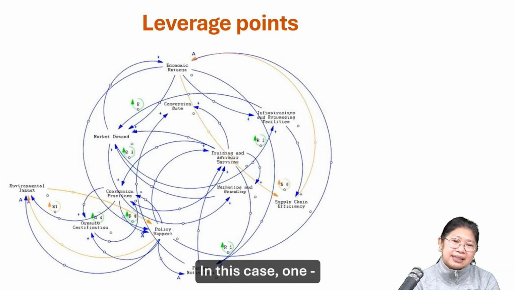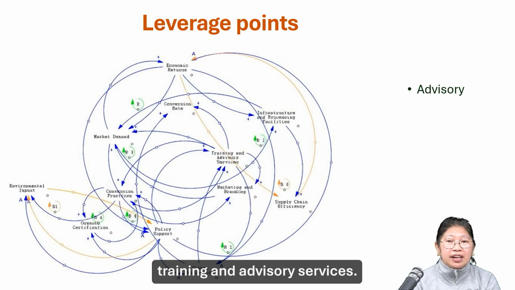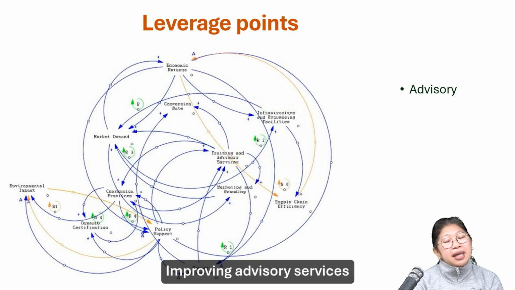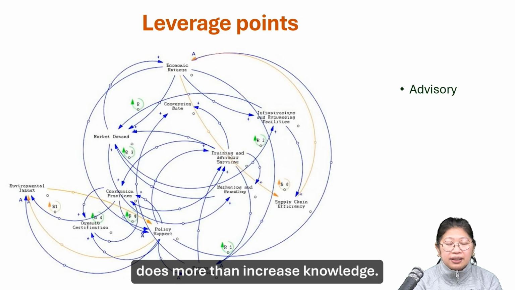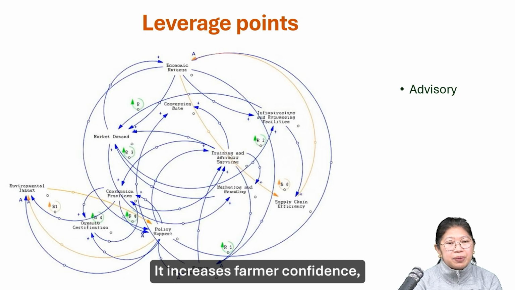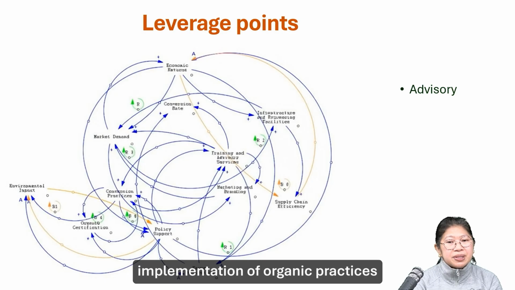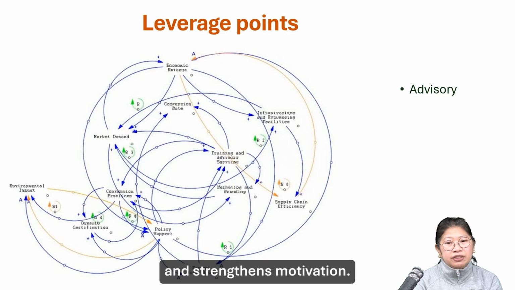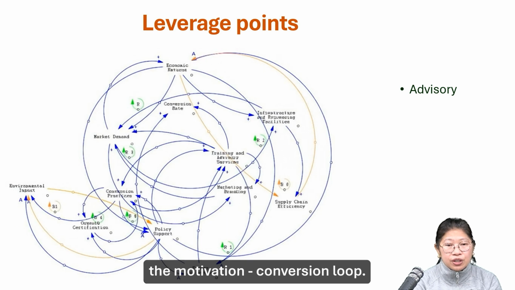In this case, 1. Training and advisory services. Improving advisory services does more than increase knowledge. It increases farmer confidence, reduces perceived risk, improves implementation of organic practices, and it strengthens motivation. This directly strengthens the motivation conversion loop.